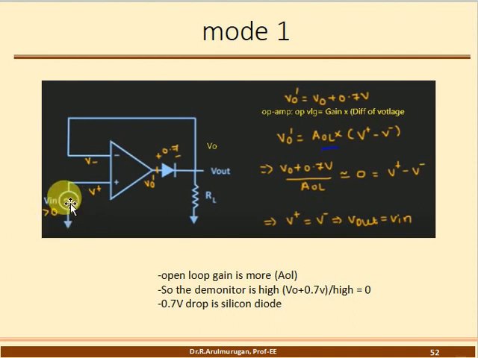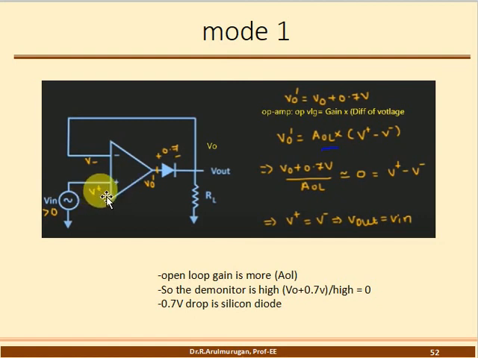Now I apply phase with respect to neutral, greater than 0. When I apply this, what about the output voltage? That is the question. When I apply phase with respect to neutral, greater than 0 voltage, what is the output voltage? The voltage will flow.